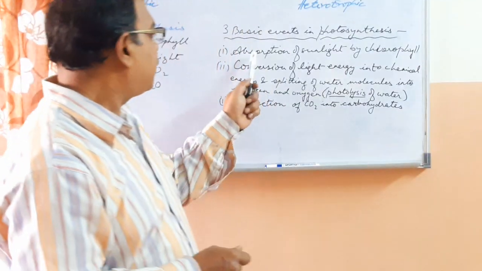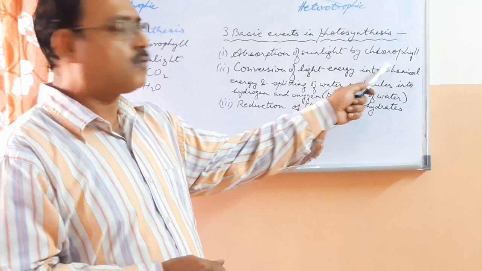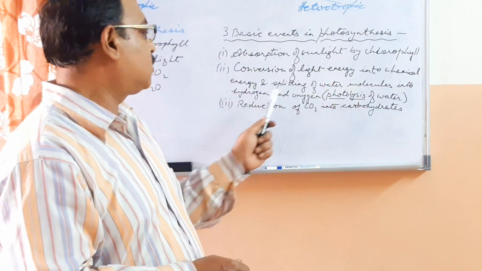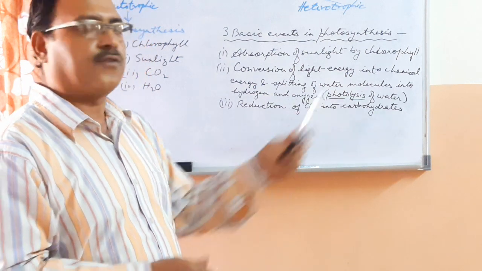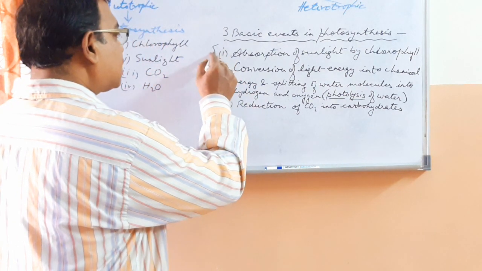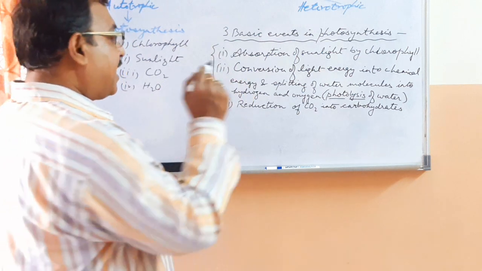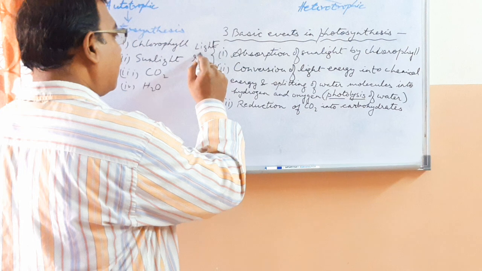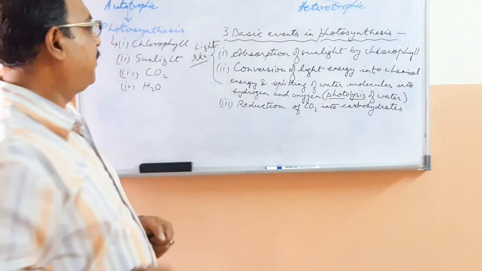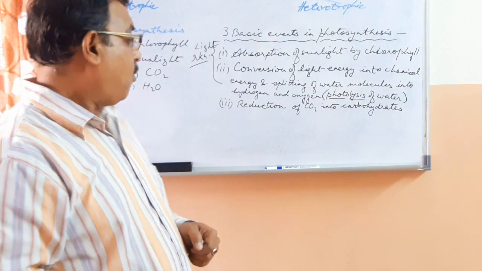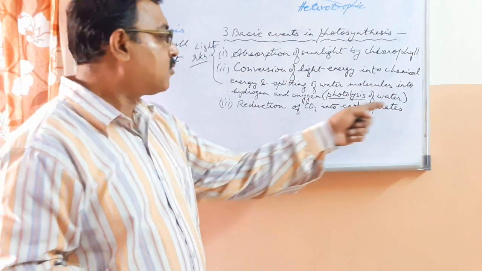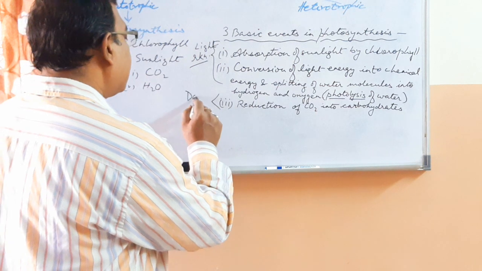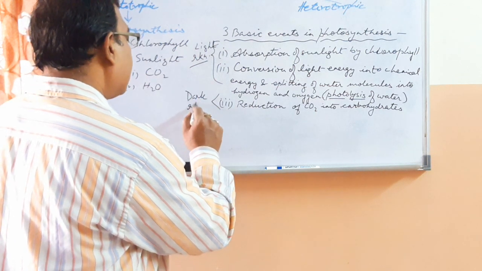So the first two events, absorption of sunlight by chlorophyll and conversion of light energy into chemical energy, and splitting of water molecules into hydrogen and oxygen, that is photolysis of water, these two events take place in the presence of light and hence they come under light reaction. Whereas reduction of carbon dioxide into carbohydrate does not require light, so it comes under dark reaction.